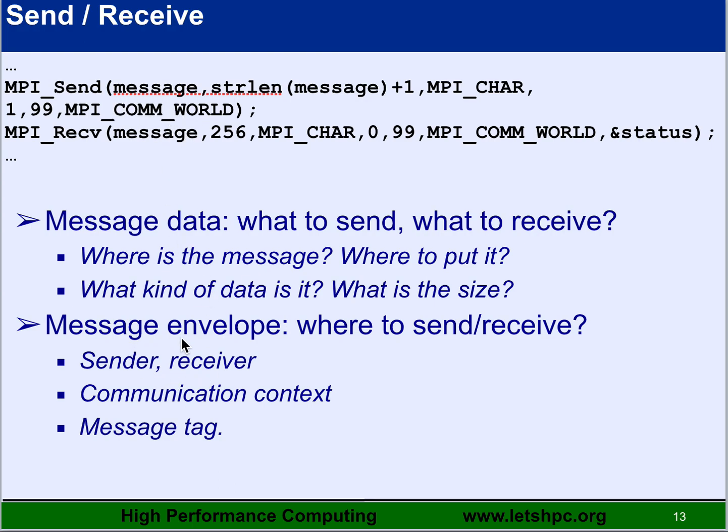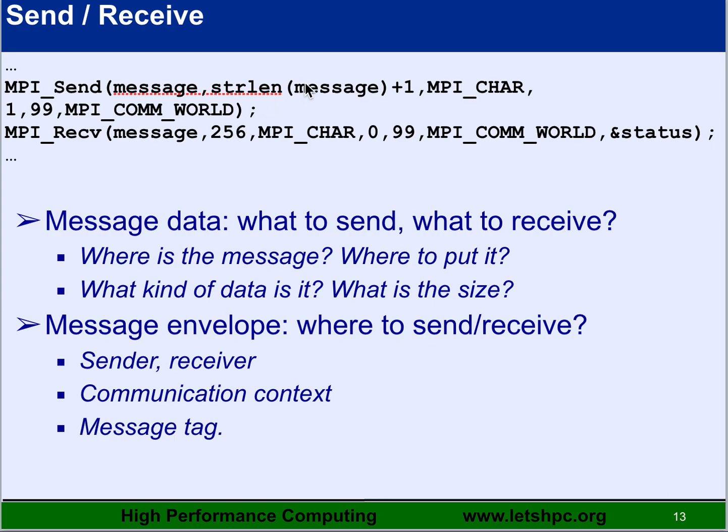So the message envelope basically contains this information, that is where to send. You can see 1 here, that's the receiving process. It tells you the information about sender and receiver, what the context of the communication is, and what the tag is. Like this, 99 is the tag. Now if you compare these two calls, you will see the first argument is similar in both cases, the message. The second is the length of the message which is to be sent by the sender, and similarly it also tells you the length of the message to be received.